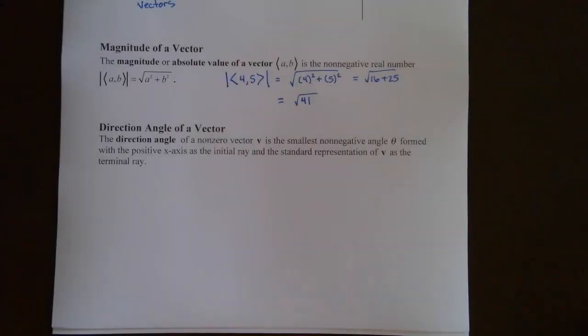I want to talk about the direction angle of a vector, and I apologize, I'm just going to be reading a lot of this, because it's a lot of information to take in. The direction angle of a non-zero vector v. Non-zero, so it's not 0, 0. It has to have some length, some magnitude to it. Is the smallest non-negative angle, so it can't be negative, formed with the positive x-axis as the initial ray and the standard representation of v as the terminal ray.